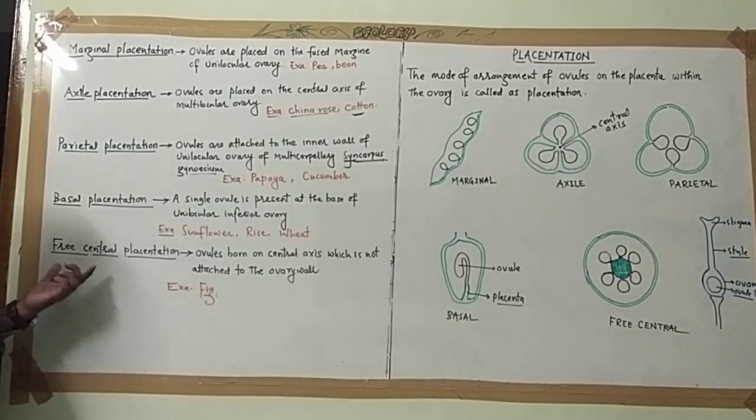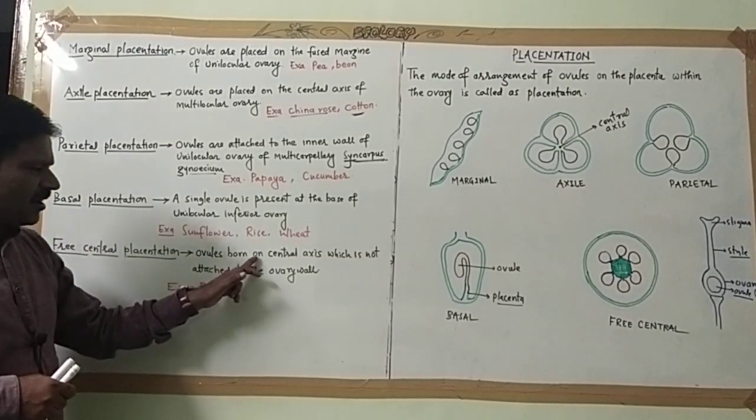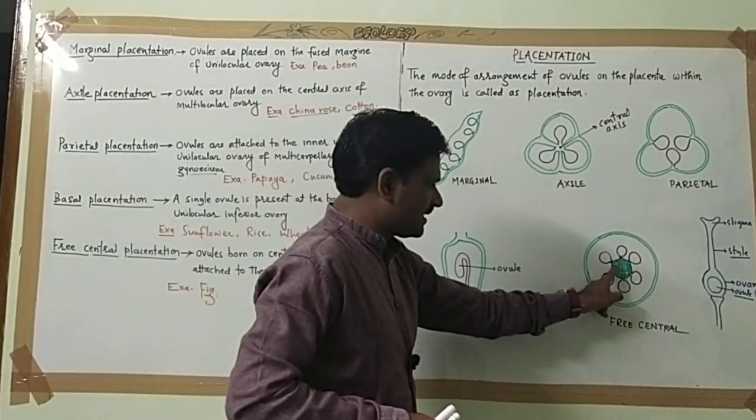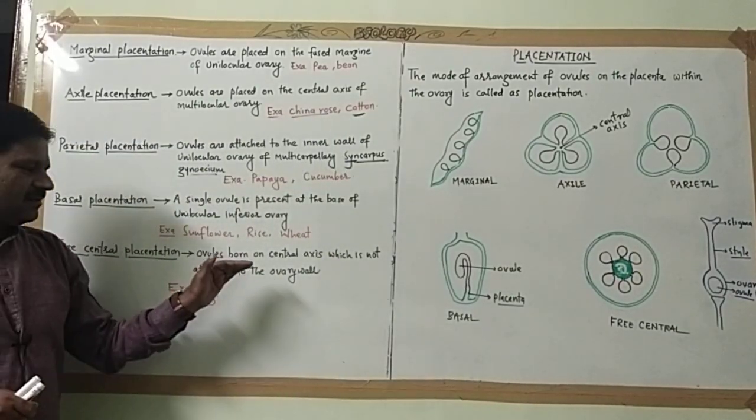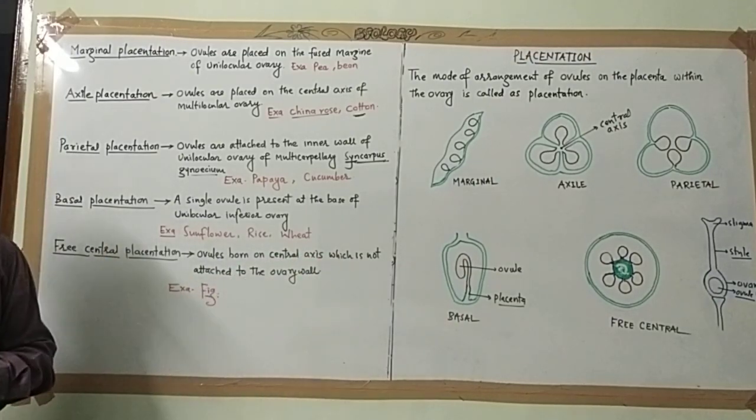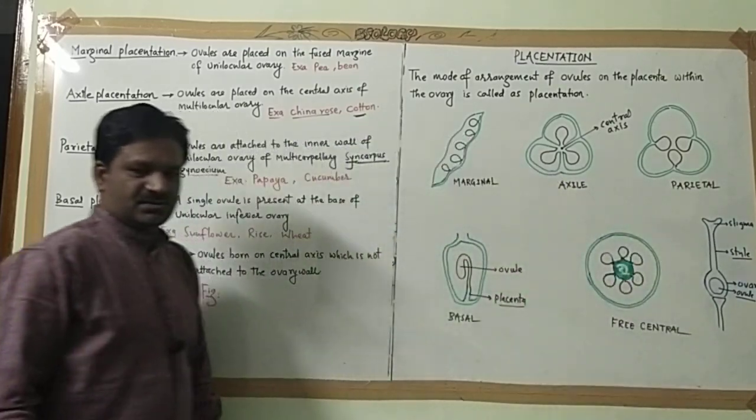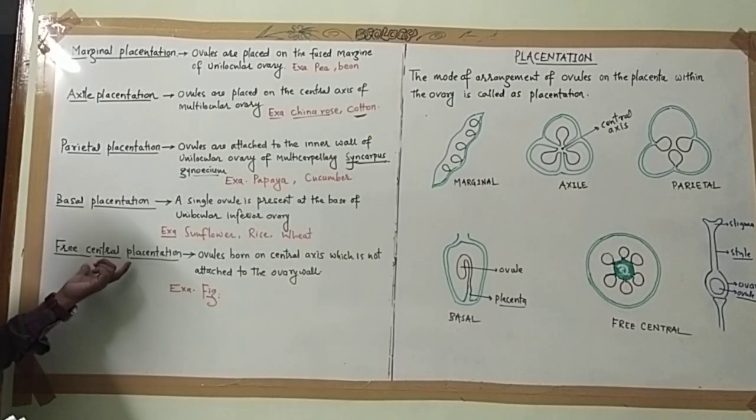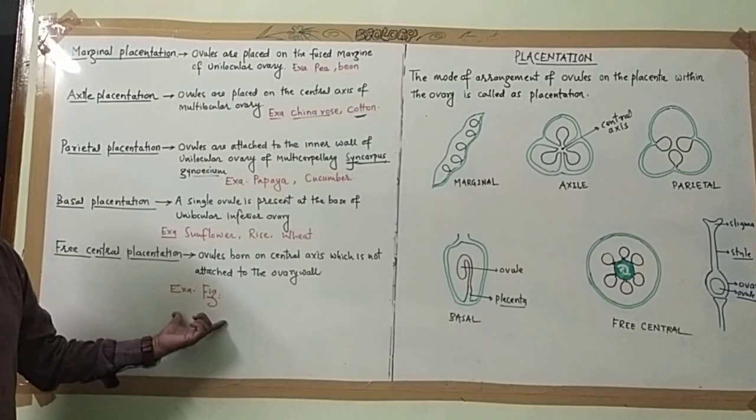That's why it is called basal placentation, and generally basal placentation is seen in sunflower, rice and wheat. Next, free central placentation. In free central placentation, ovules are borne on the central axis. This is the central axis. All the ovules are arising from the central axis, which is not attached to the ovary wall. There is no connection between the ovary wall and this central axis. That's why it is called free central placentation, and it is seen in fig, that is the fruit fig.